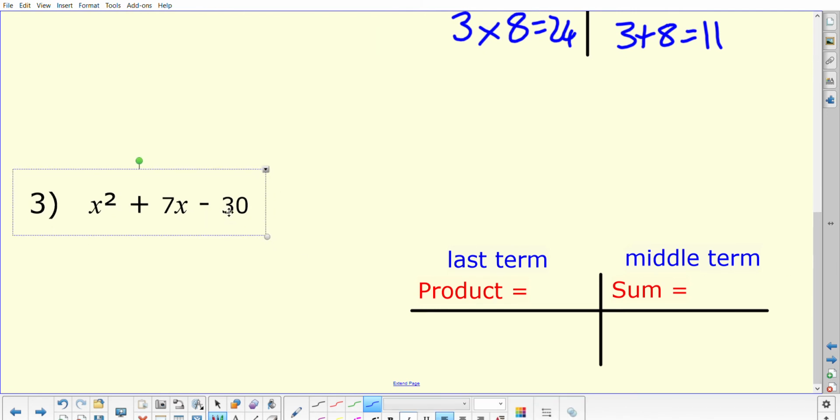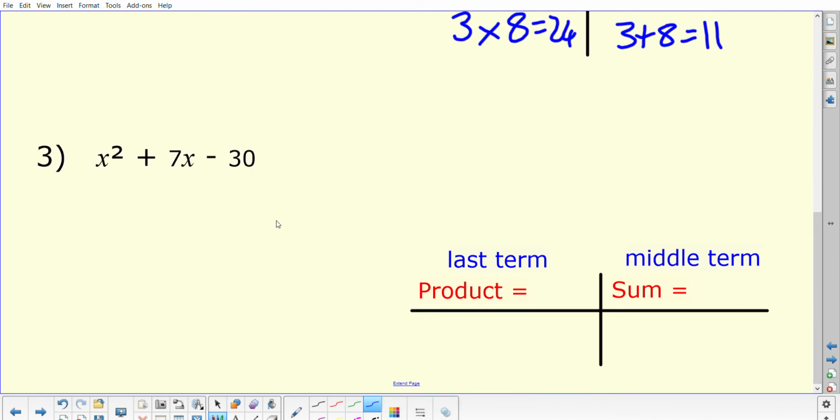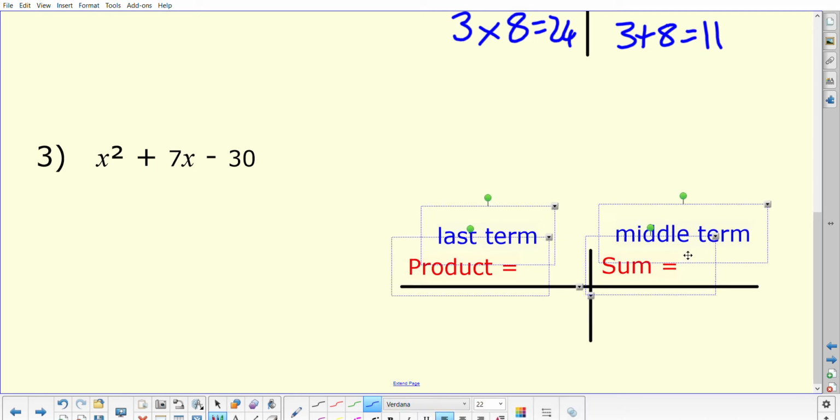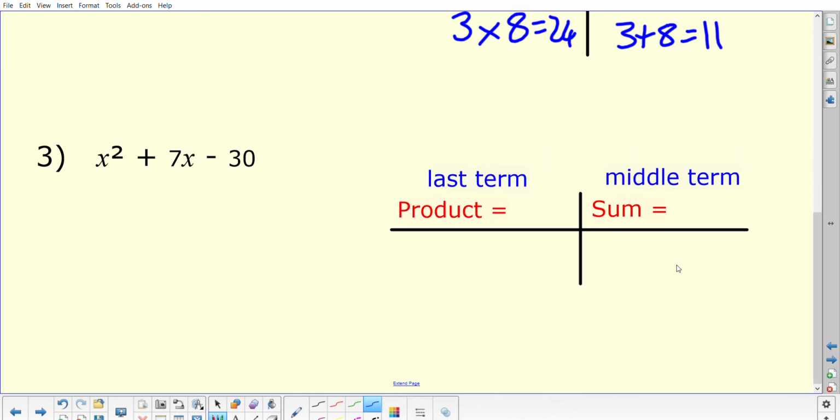And here's another trinomial as well. You've got another one where you've got three terms, an x squared, an x, and a number. So it's going to be this little table where you're going to look at the last term and so on. So we know it's going to go into two brackets. We're going to have an x and an x.